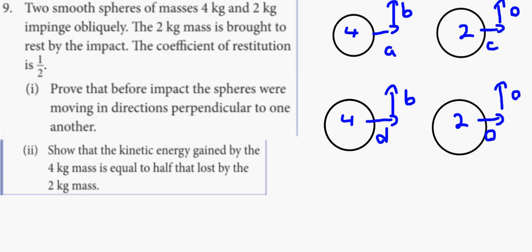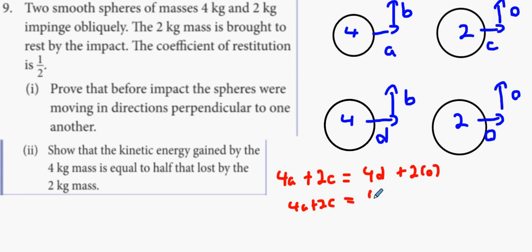Okay, we're going to use conservation of momentum. 4A plus 2C. We know C is negative, but it doesn't matter. And then 4D, 2 times 0. Okay, what we establish is that 4A plus 2C equals 4D, or 2A plus C equals 2D.